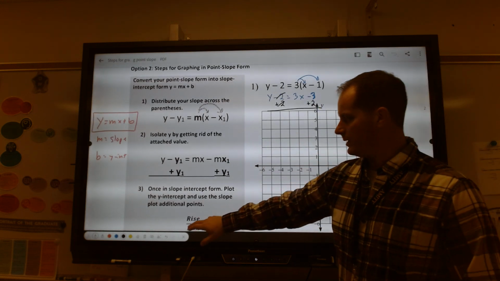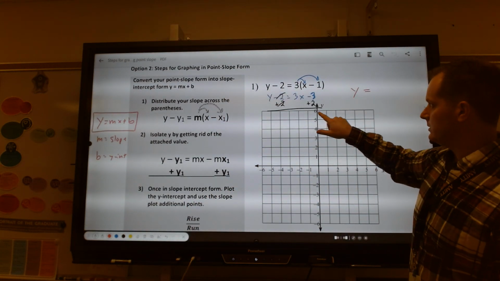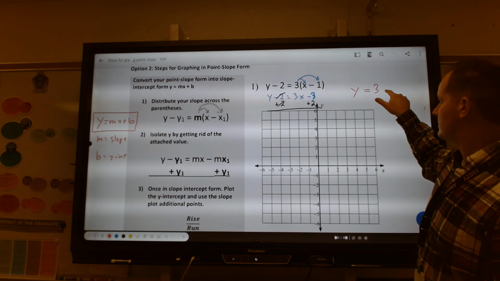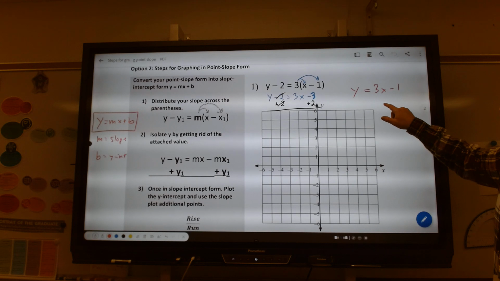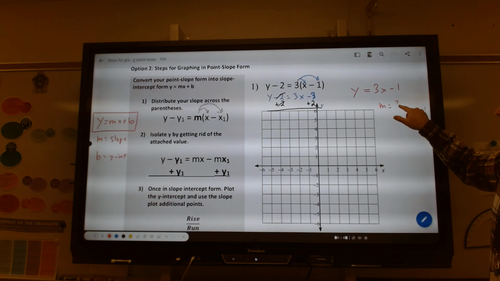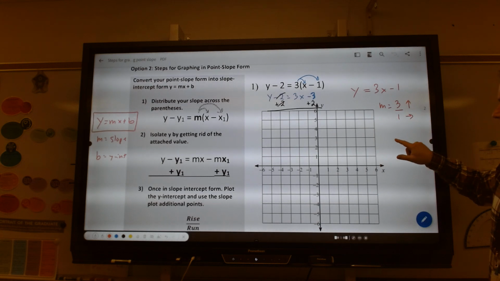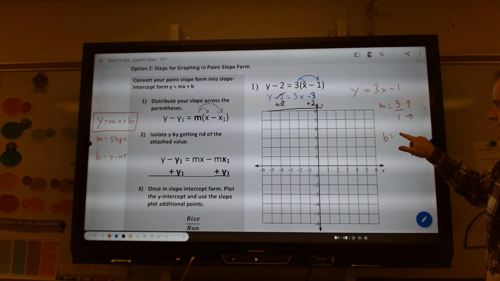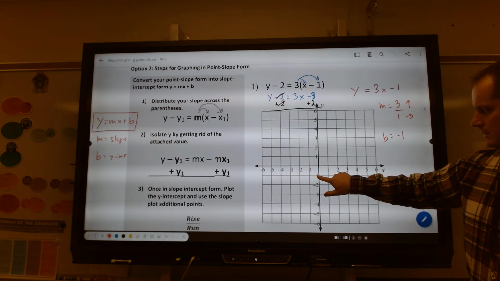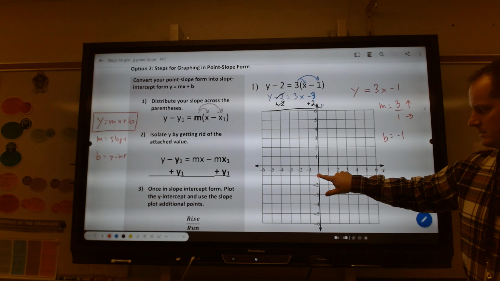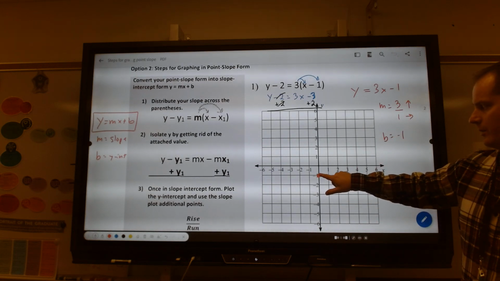So what you end up with is y by itself is equal to 3x minus 1. Why is that so special? Well, it tells us specifically that our slope is that 3 value, or we can represent that as positive 3 over positive 1, and our b is negative 1. What does that mean? Well, we can plot negative 1 on the y-axis because that's considered our y-intercept. And then we're going to use the slope to plot all other points.